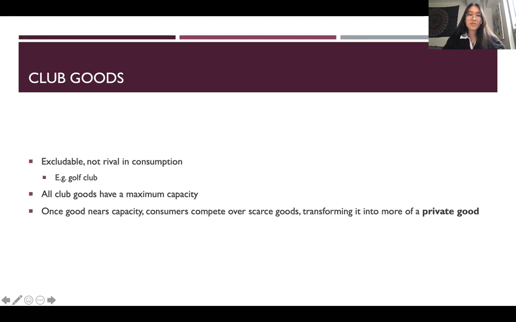So some examples of club goods include a golf club or country club, something like that. And all of these goods have a maximum capacity. And once the good is nearing that capacity, consumers have to compete over the scarce goods, and therefore it behaves more like a private good.